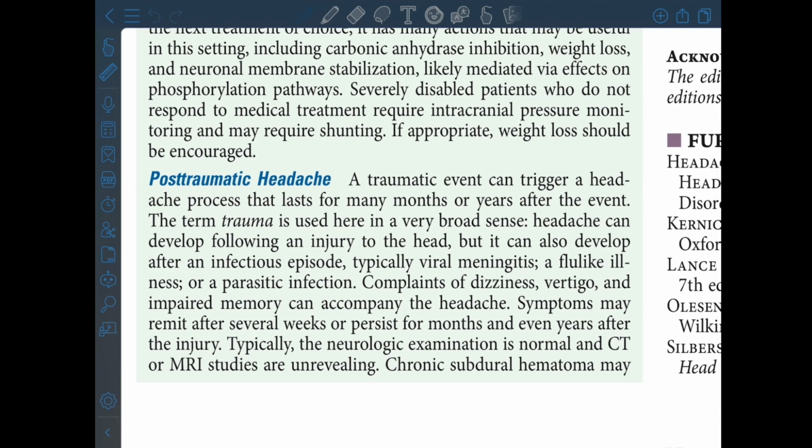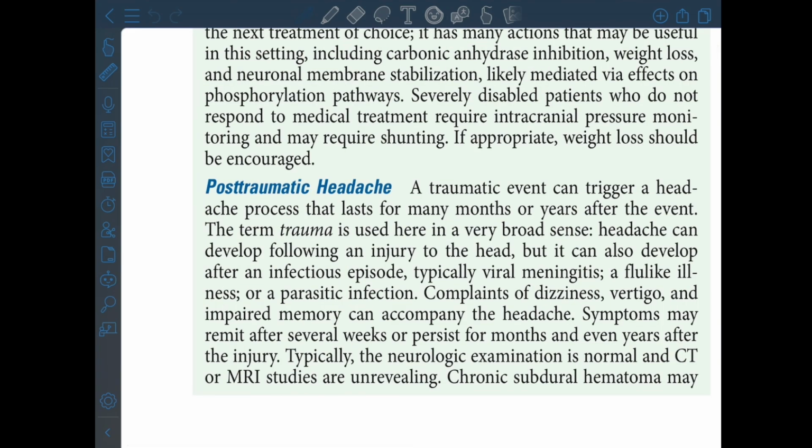Post-traumatic headache. A traumatic event can trigger a headache process that lasts for many months or years after the event. The term trauma is used here in a very broad sense. Headache can develop following an injury to the head, but can also develop after an infectious episode, typically viral meningitis, a flu-like illness, or a parasitic infection. Complaints of dizziness, vertigo, and impaired memory can accompany the headache. Symptoms may remit after several weeks or persist for months and even years after the injury.